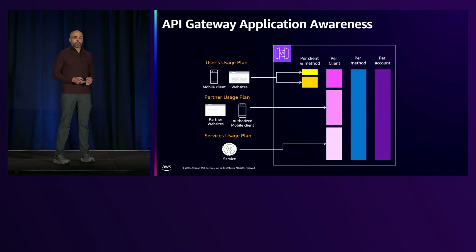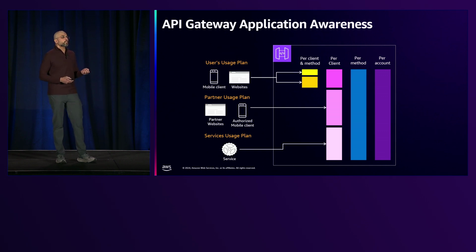Another useful feature of API Gateway is usage plans, which can be used to throttle or track APIs based on client or method or a combination of the two, which is extremely useful if you want to productize your APIs.